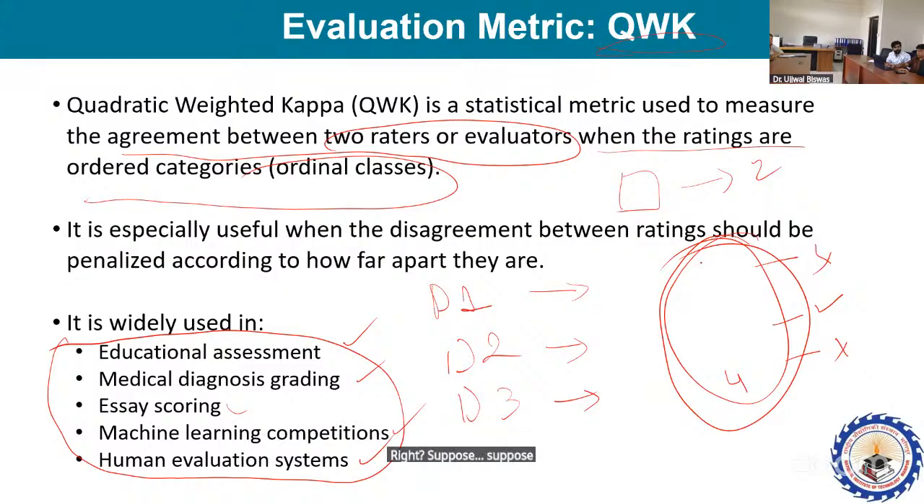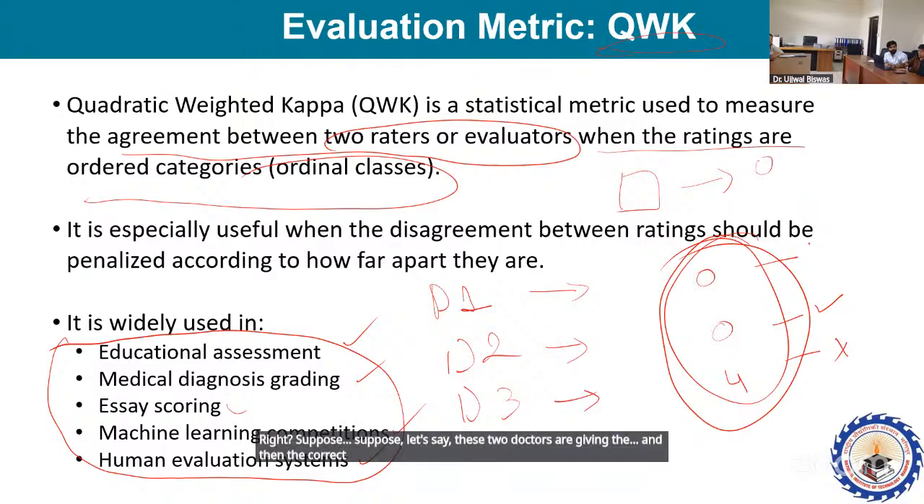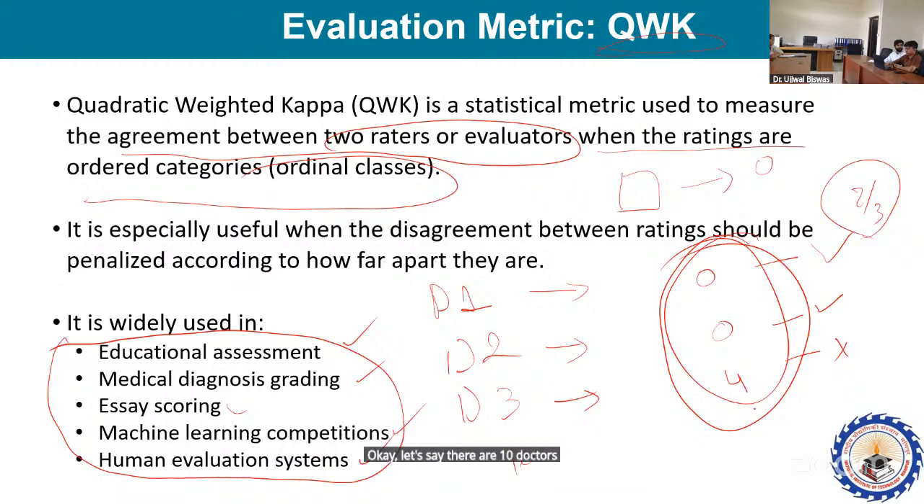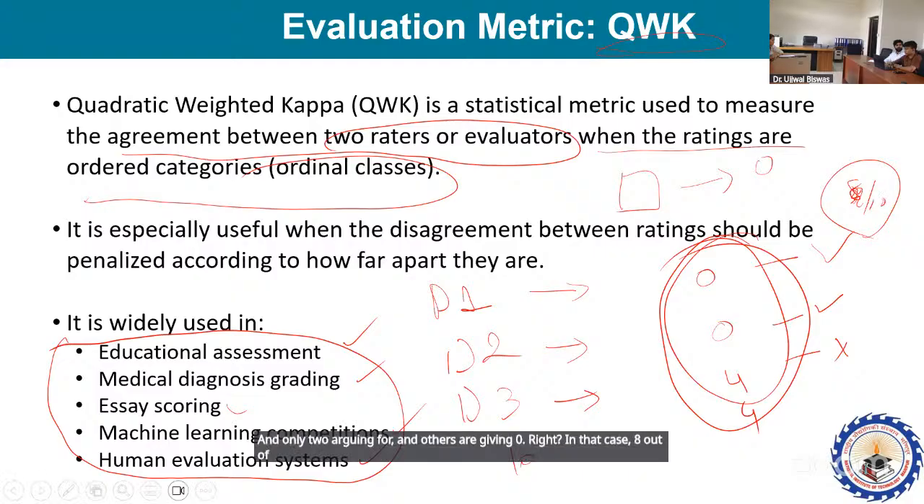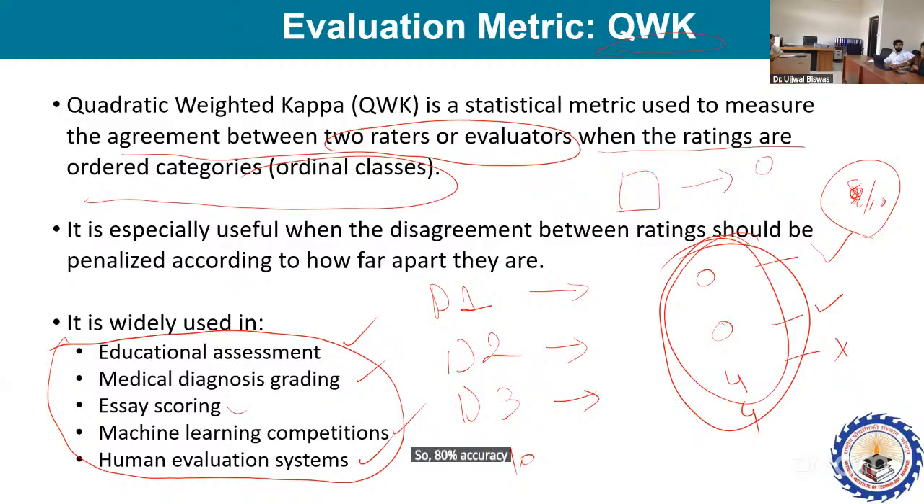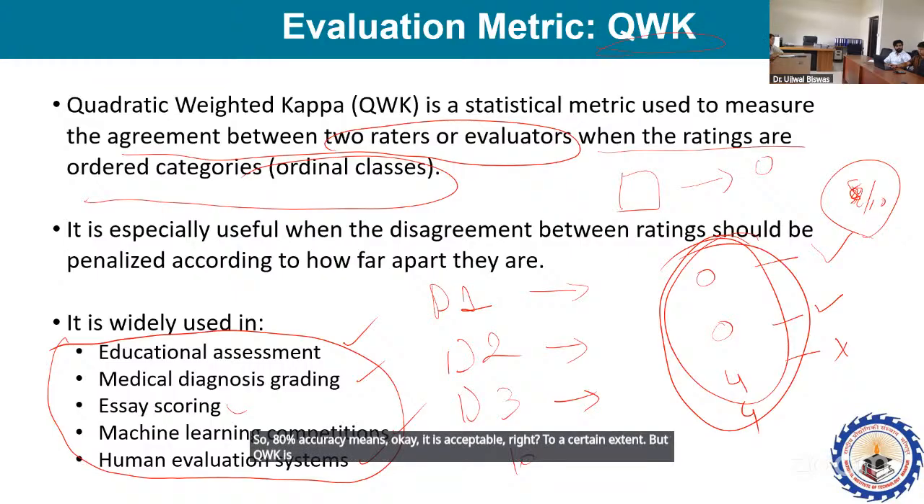Suppose these 2 doctors are giving the correct answer, which is 0, and this one too, so 2 out of 3 is correct. The accuracy is quite high. Let's say there are 10 doctors and only two are giving 4 and others are giving 0. In that case, 8 out of 10, maybe 80% accuracy. So 80% accuracy means it is acceptable, right? To a certain extent. But QWK is going to penalize the difference, the rating disagreement between the raters.